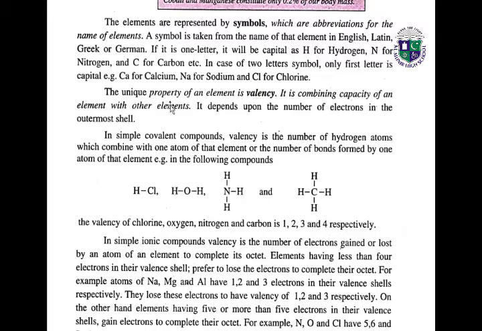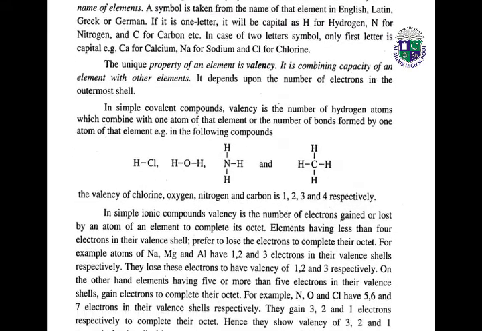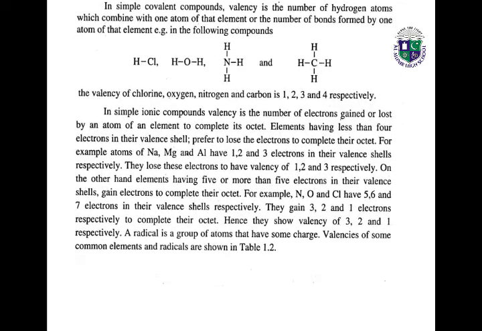What is valency? The unique property of an element is called valency. It is the combining capacity of an element with other elements, and it depends upon the number of electrons in the outermost shell. So look here, we have covalent compounds. In simple covalent compounds, valency is the number of hydrogen atoms which combine with one atom of that element, or the number of bonds formed by one atom of that element. So here we have the examples: the valency of chlorine, oxygen, nitrogen and carbon.